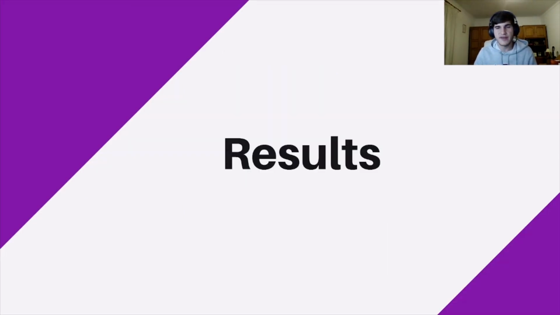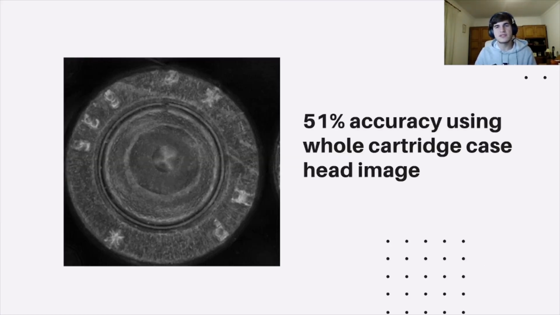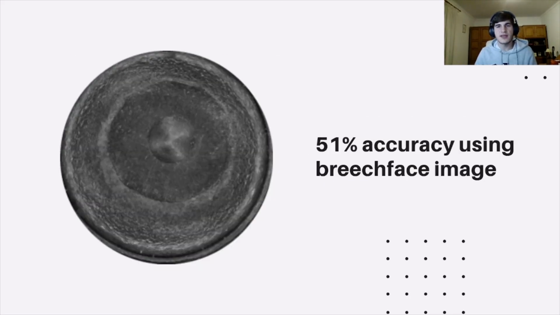Up until now, we've gotten some results regarding this Siamese neural network. If we use the whole cartridge case head image, so all the information we have on a single cartridge, we got a 51% accuracy, which, considering the classification is binary, is not a great result, because it's almost as if it's arbitrary. You just say 1 or 0, and 50% of the time it gets it right. Then we used the breech face, the part of the cartridge, which yielded 51% accuracy as well.